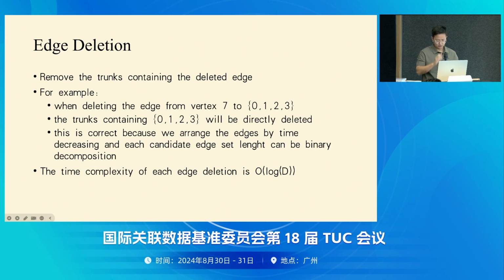For edge deletion, we directly remove the trunk containing the deleted edge. For example, when deleting the edges from vertex 7 to 0, 1, 2, 3, the trunks containing 0, 1, 2, 3 will be directly deleted. This is correct because we arrange the edges by time decreasing and each edge candidate set can be a binary decomposition. The time complexity for each edge deletion is also O(log D).